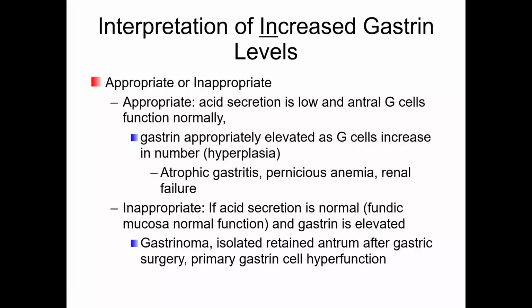Interpretation of increased gastrin levels. There's appropriate or inappropriate. Appropriate: acid secretion is low and antral G cells function normally. Gastrin is appropriately elevated as G cells increase in number or hyperplasia. Atrophic gastritis, pernicious anemia, and renal failure are indicated. Inappropriate: if the acid secretion is normal, fundic mucosa has normal function, and gastrin is elevated. That indicates a gastrinoma, isolated retained antrum after gastric surgery, or primary gastrin cell hyperfunction.